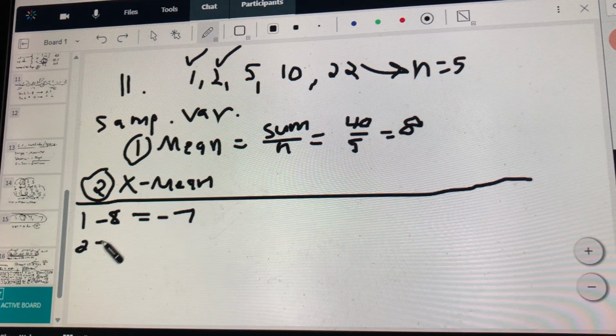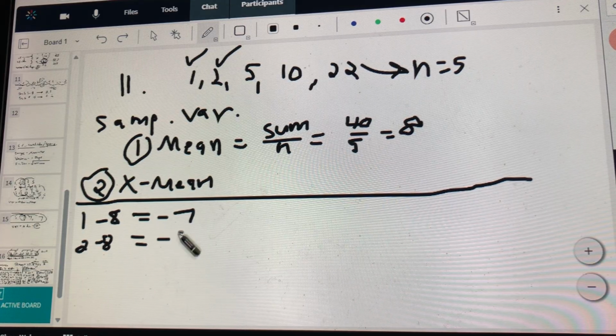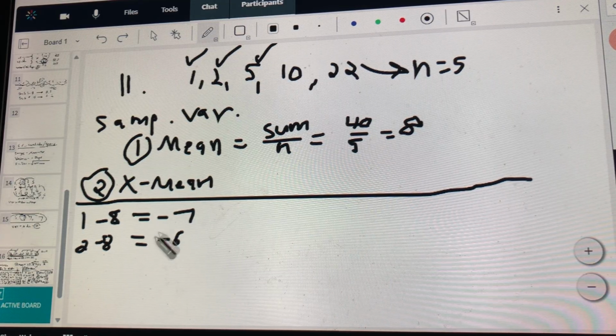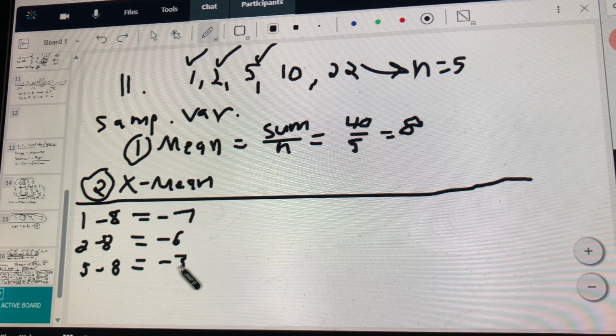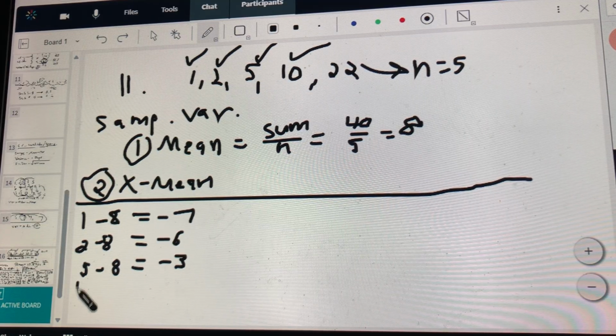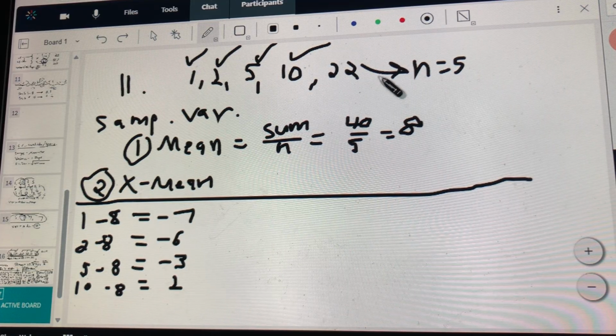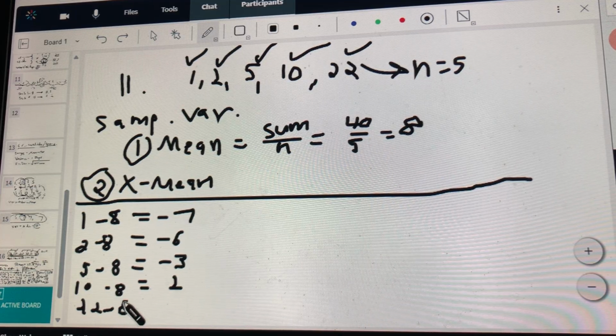2 minus 8 is negative 6. 5 minus 8 is negative 3. 10 minus 8 is 2. And finally, 22 minus 8 is 14. See, that was easy. I didn't even need a calculator to do that.